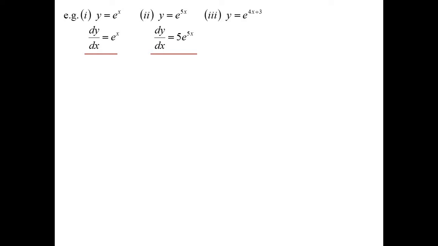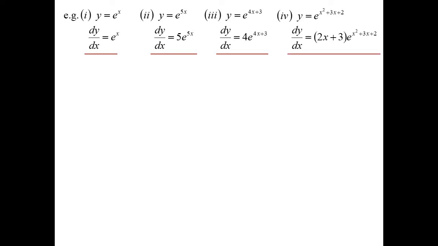e to the 4x plus 3, just differentiate the power. We'll get 4. 4e to the 4x plus 3. That doesn't have to be a linear function. e to the power of x squared plus 3x plus 2. Differentiate the power, we get 2x plus 3. So (2x plus 3) e to the power of x squared plus 3x plus 2.